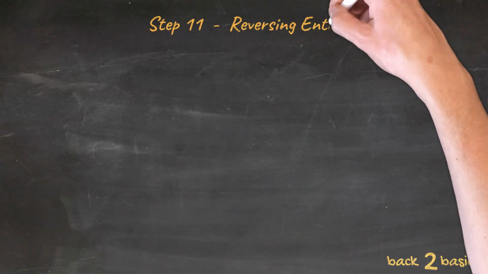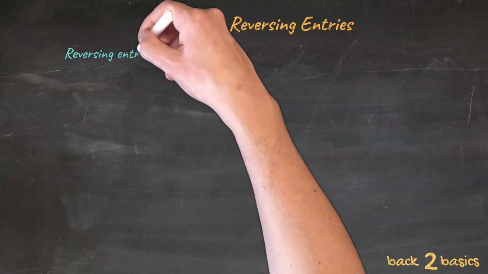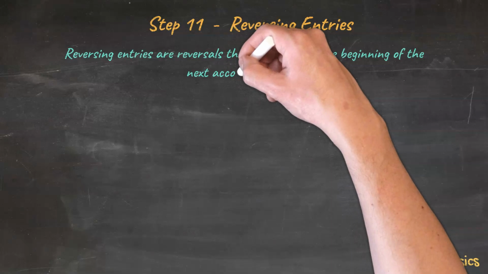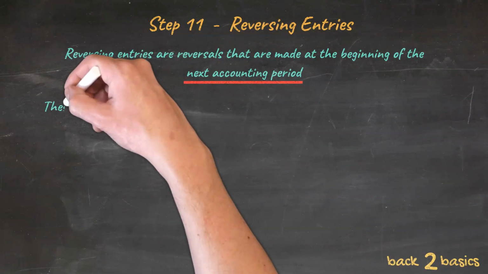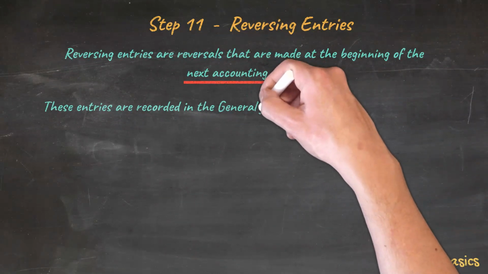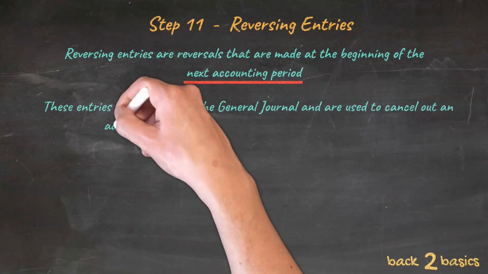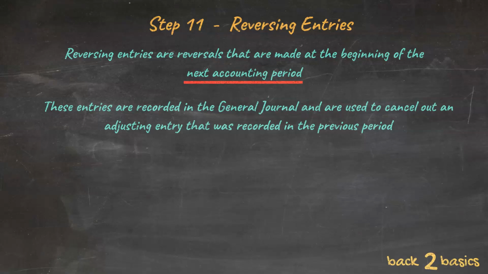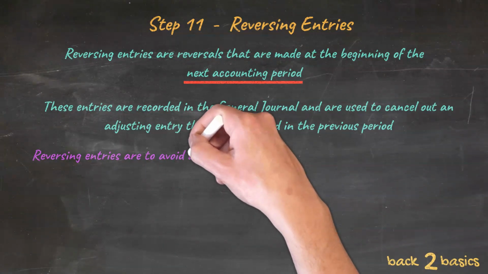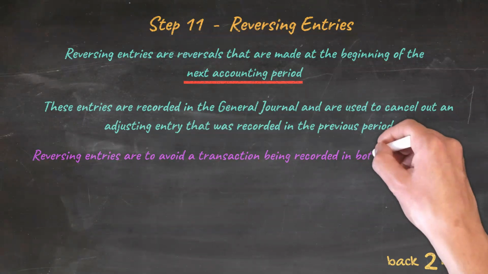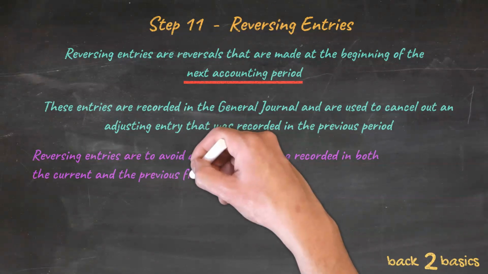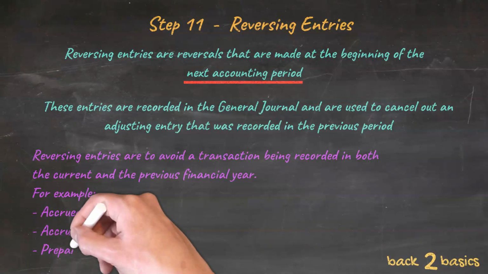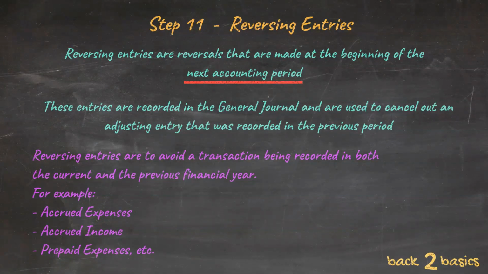Step 11. Reversing entries. Reversing entries are reversals that are made at the beginning of the next accounting period. These entries are recorded in the general journal and are used to cancel out an adjusting entry that was recorded in the previous period. Reversing entries are to avoid a transaction being recorded in both the current and the previous financial year. For example, accrued expenses, accrued income, prepaid expenses, etc.